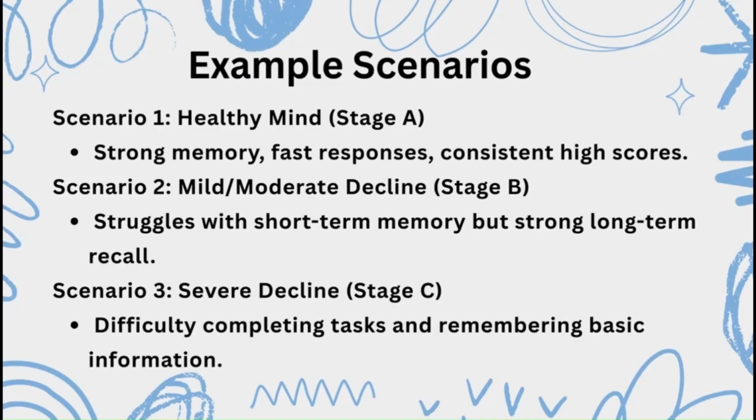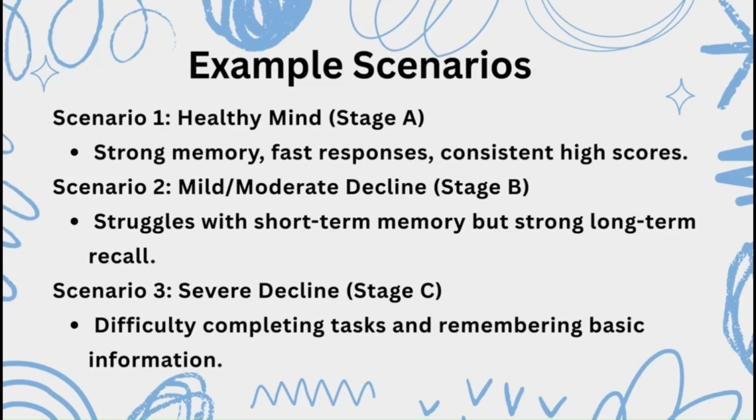And that's exactly where early dementia often hides. The game picks up on this very specific pattern: weak short-term memory plus strong long-term memory, which is one of the earliest warning signs of cognitive decline. Because of that, the system places them in stage B and tells them, hey, you should probably follow up with the doctor. This is huge because catching decline at this stage gives people the best chance to slow it down.